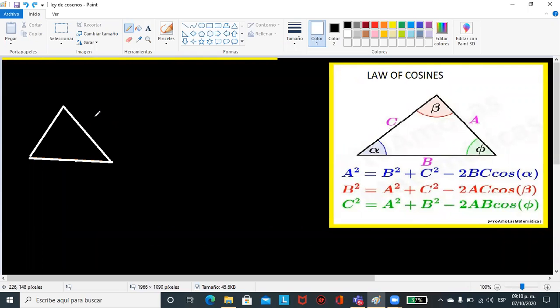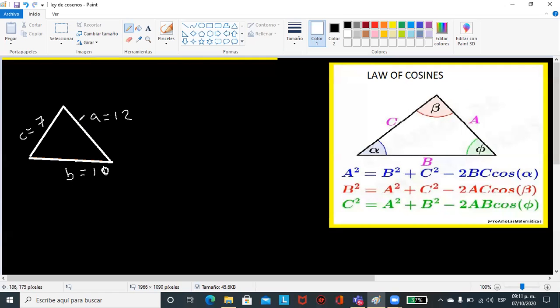Okay, guys, so let's start with this kind of problem. Let's suppose that we have a triangle. Let's suppose that A is equal to 12 units, it doesn't matter if it's meters or centimeters, just 12 units. B is, let's suppose, 10, and here we have the length C, let's suppose that C is 7, right?